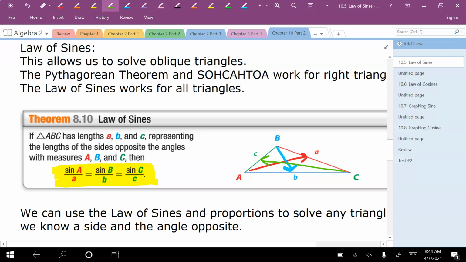Now we could set up all 3 if we wanted to and use them to help us figure out anything that's missing. But most of the time, you're only going to set up 2. You're going to set up a proportion, and then we're going to use our cross multiplication method to help us solve it. Okay, so let's take a look at an example here.